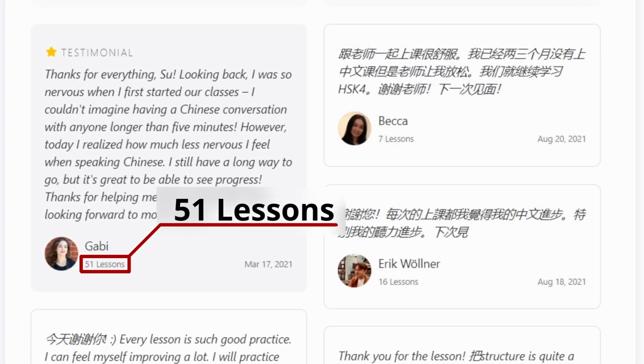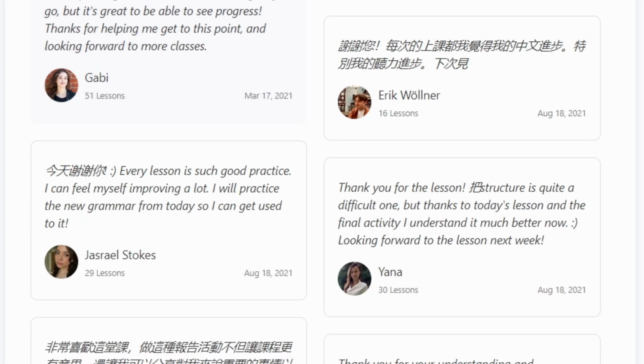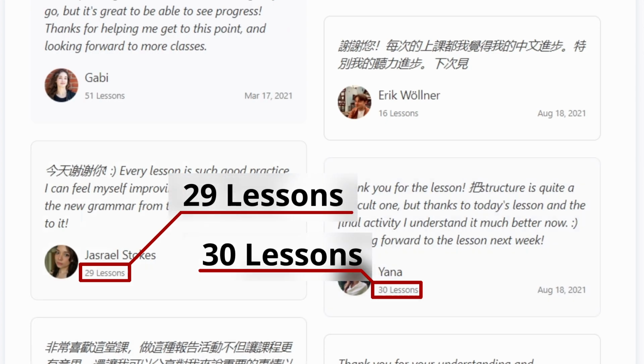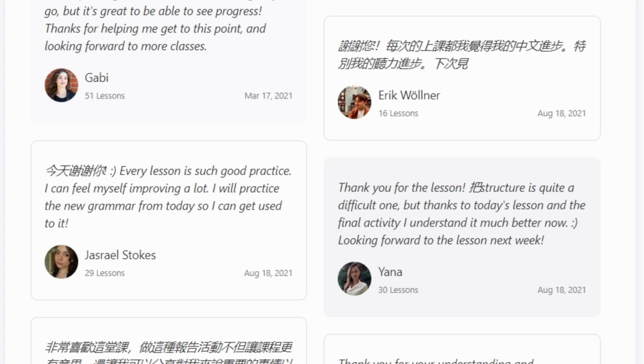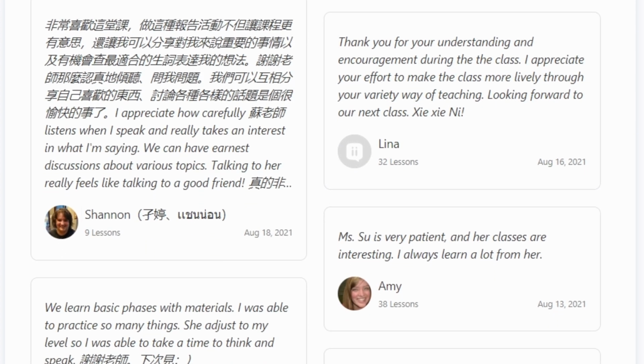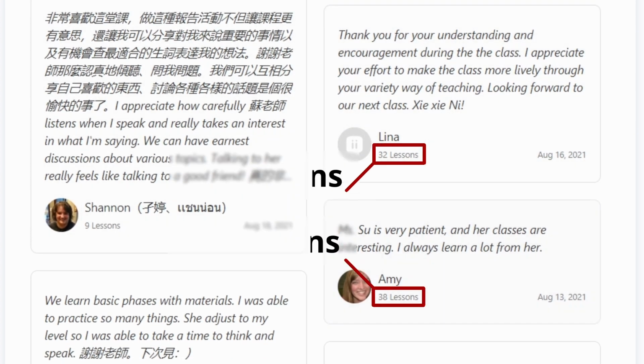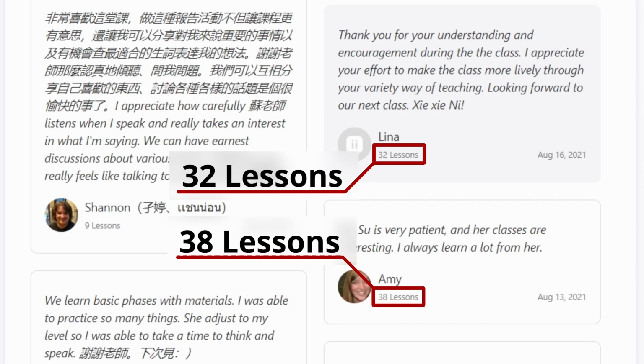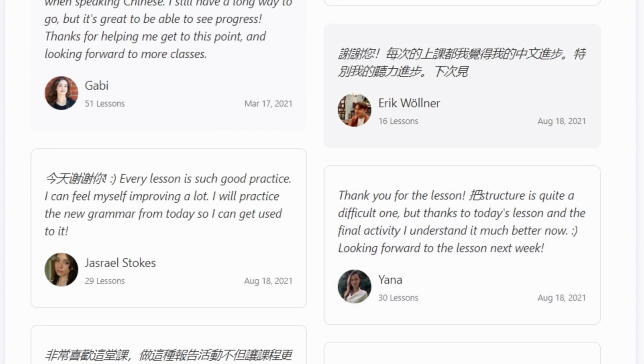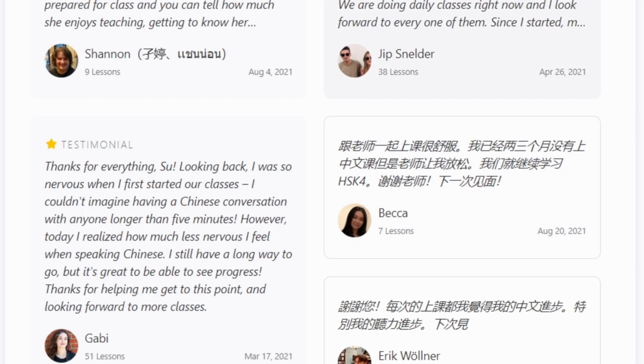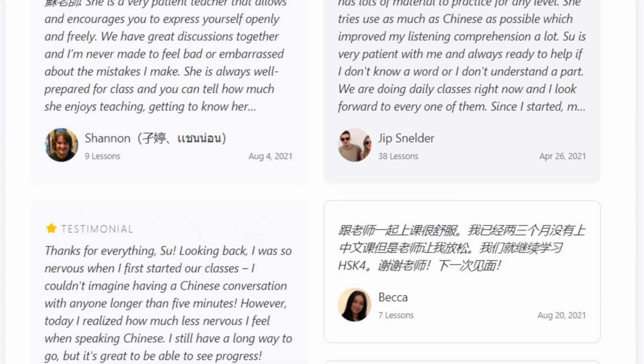This is another long-term student. She has taken 51 lessons. These two are also long-term students. They've also taken about 30 lessons each. And also these two. So we can see that just by looking briefly here, this teacher has many long-term students.